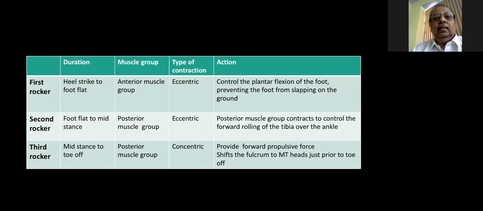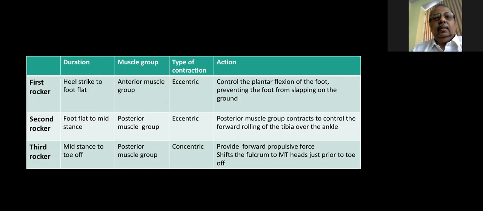ground. Then the second rocker, from foot flat to mid stance. Posterior group of muscles, mainly the gastrosoleus. Again, it is an eccentric contraction. The posterior group contracts to control the forward rolling of the tibia over the ankle. I have shown this in the previous slide.